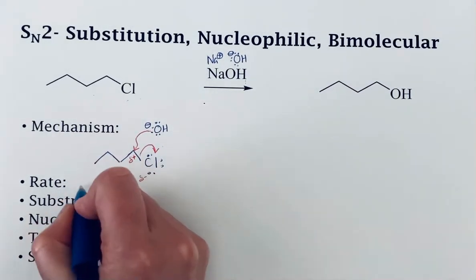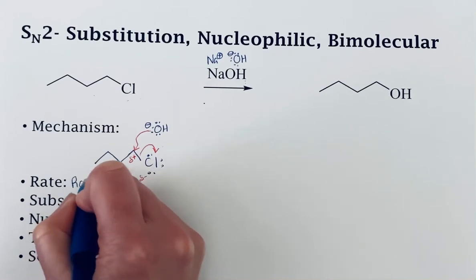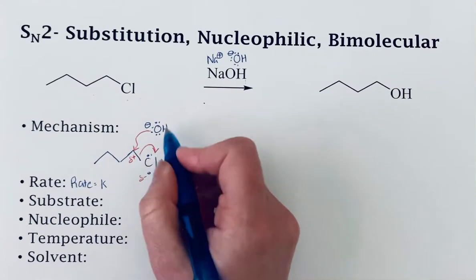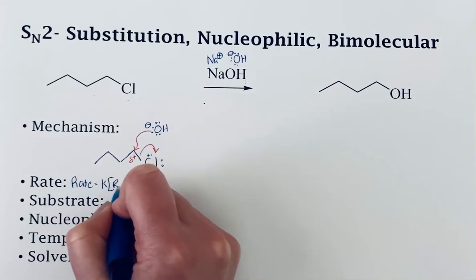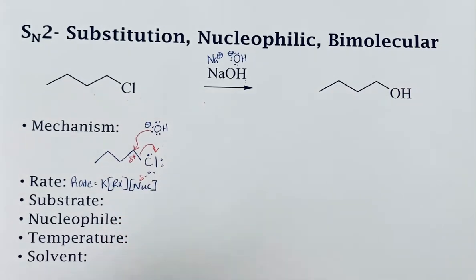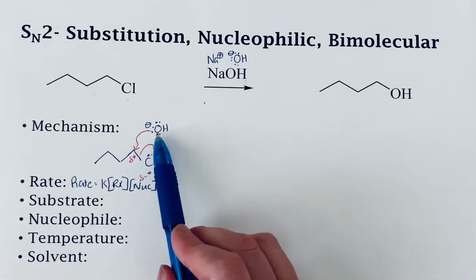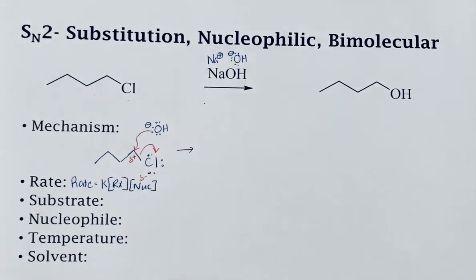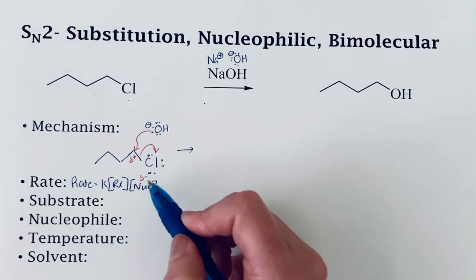And so the rate of this reaction is equal to a rate constant times the concentration of the two things involved, the alkyl halide and the nucleophile. Okay, and so only one step. What I'm going to draw next is the transition state for this reaction.